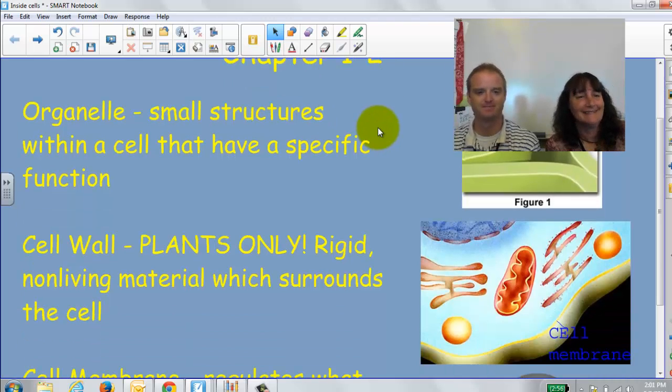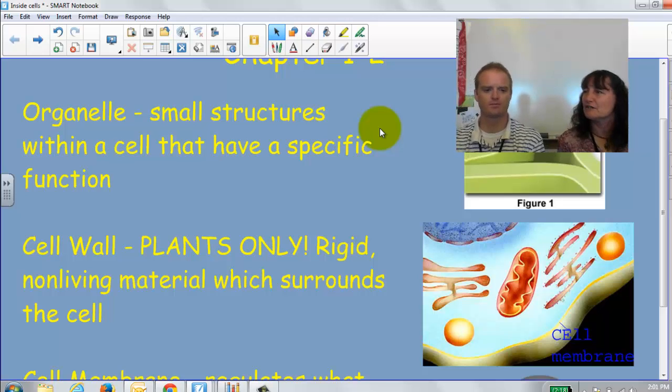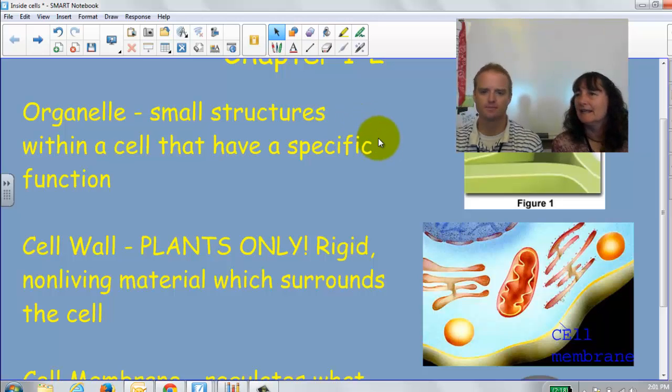Then there's the cell wall. This is only in the plant cells, and it's a rigid, non-living material that surrounds the outside of the cell. What does a cell wall do? Well, it gives support to the plant, and it also has some role in letting things in and out. So rigid means solid, like it's supporting it.